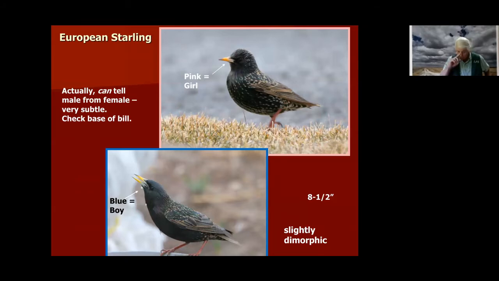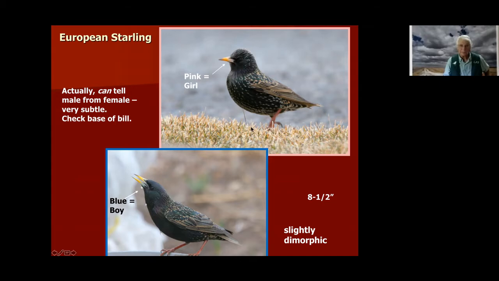When they do get to the breeding season, then we say they're slightly dimorphic. Look at the base of the beak. If it's pink, it's probably a female. If the base of the beak is blue, it's probably a male.